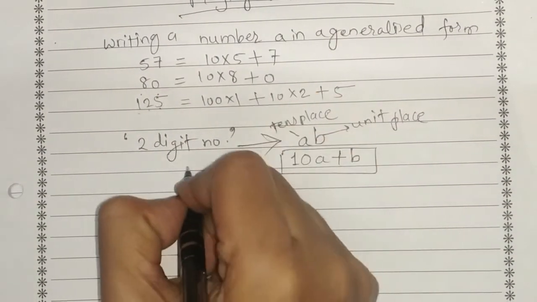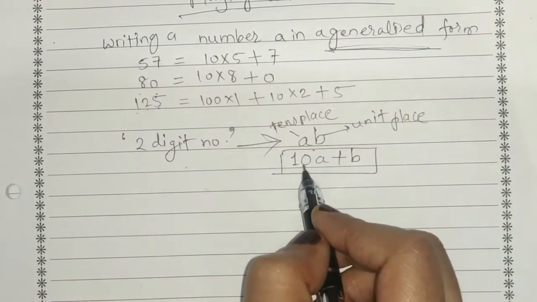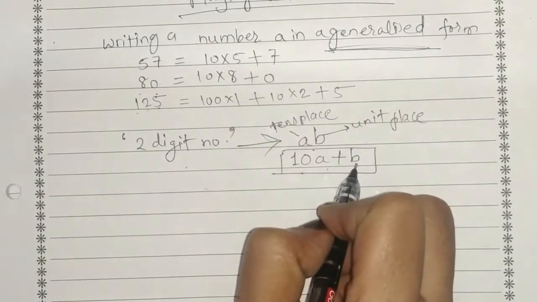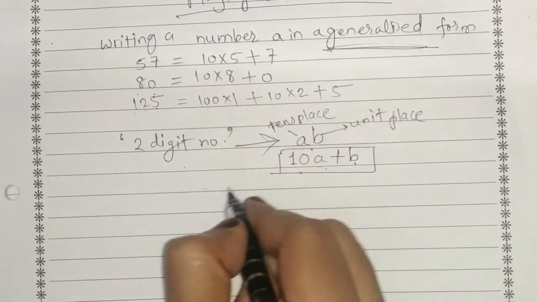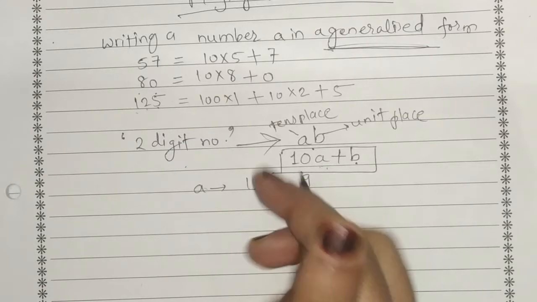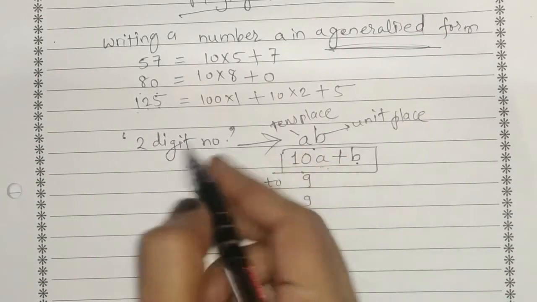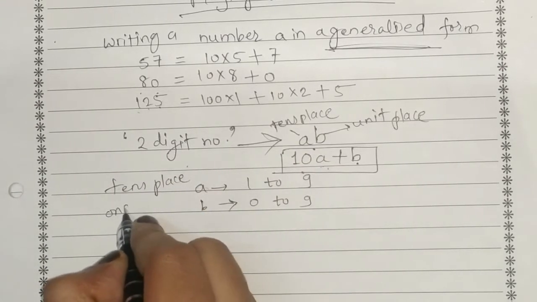So any two-digit number can be written in a generalized form as AB, where A is at tens place, 10A plus B. And you can say A is any digit from 1 to 9, and B can be any digit from 0 to 9 at ones place. This is a tens place and this is a ones place.